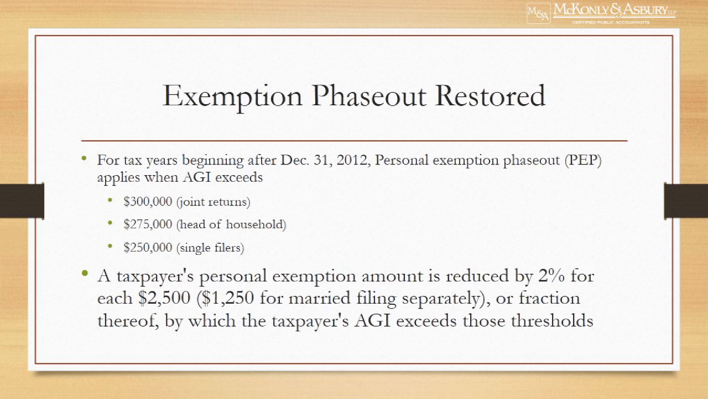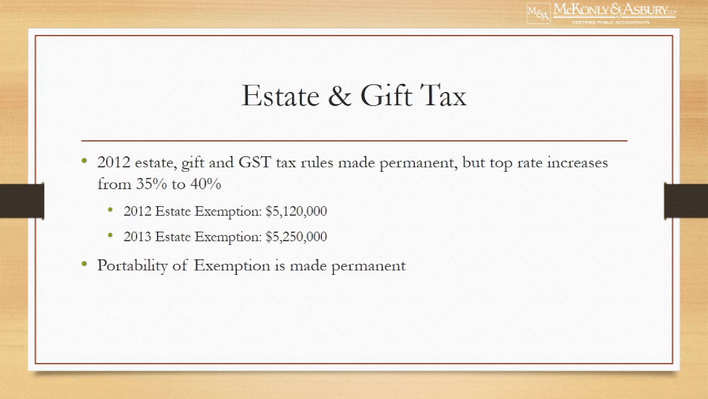What ended up happening is they extended all of the 2009 and 2012 estate tax provisions and gift tax provisions, which means we have a $5 million exemption that was actually adjusted for inflation for 2012 and 2013. In 2012, it was $5,120,000, and in 2013, it's $5,250,000 as far as an exemption. You can give away the full amount during your lifetime. The one change is that the highest rate increases from 35 to 40%.